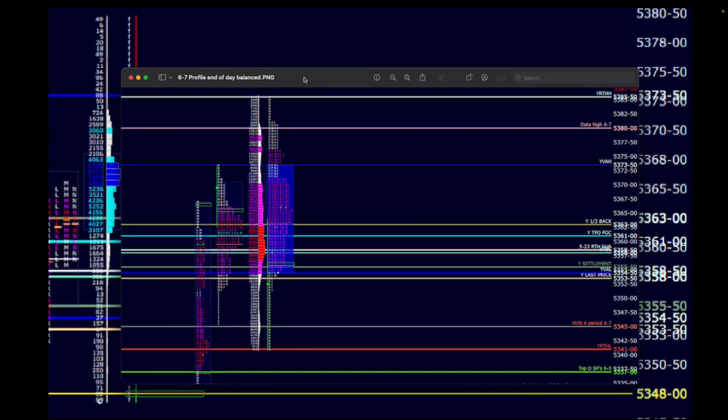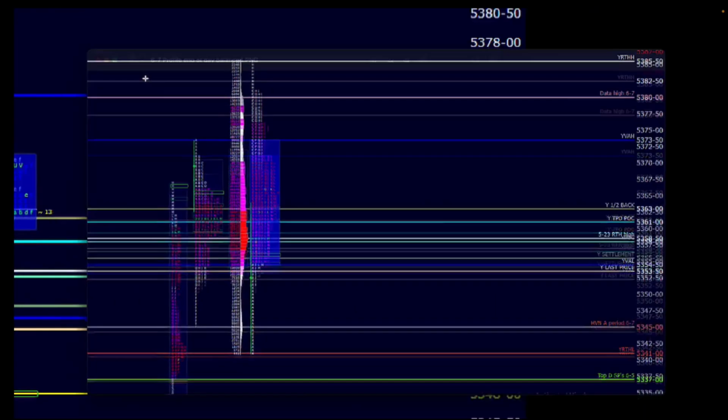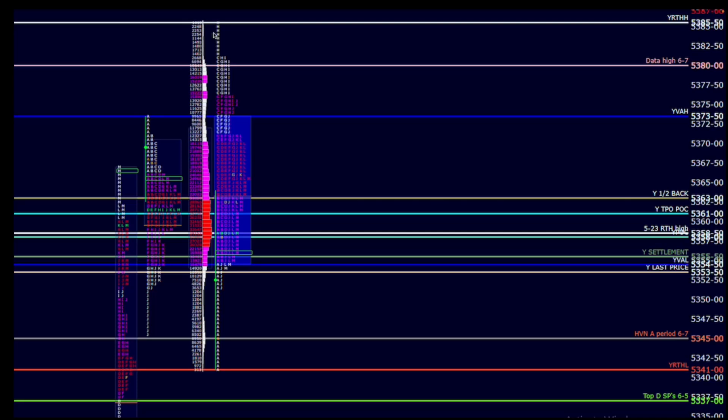The way our day ended, this is the trading day on June 7th after the day ended, and you can see we're going to have unchanged value. We ended up right back smack into where we were from the 6th. We made all-time highs. We have excess at the highs. The all-time highs were made in regular trading hours. We have excess at the lows.